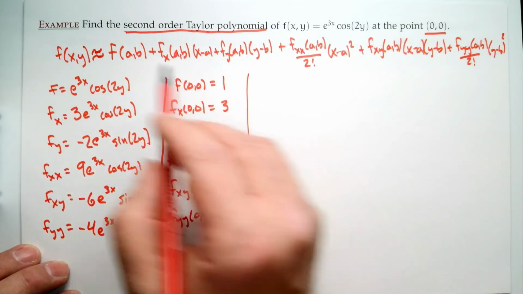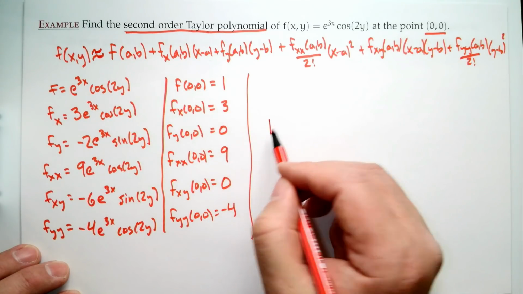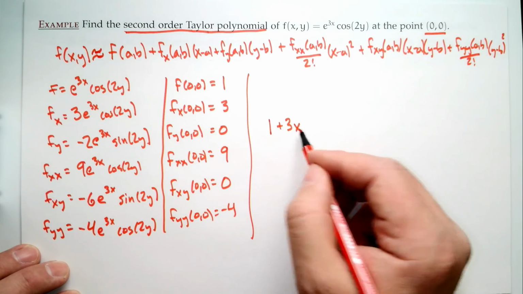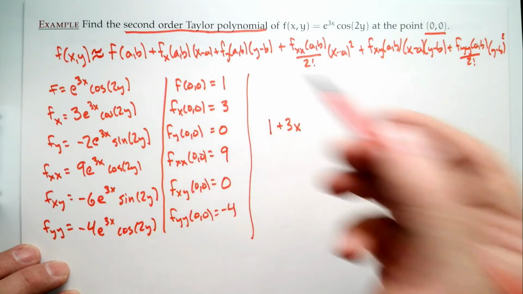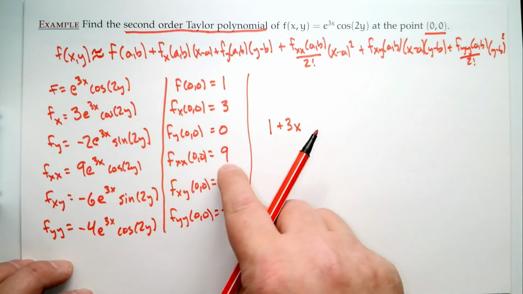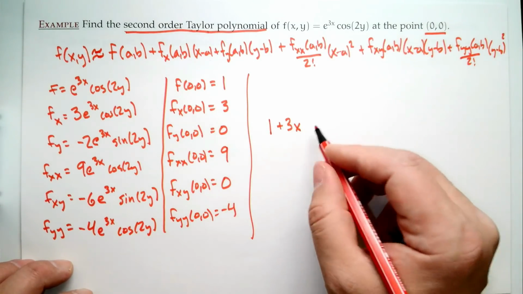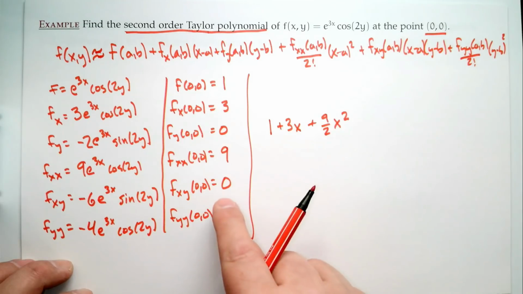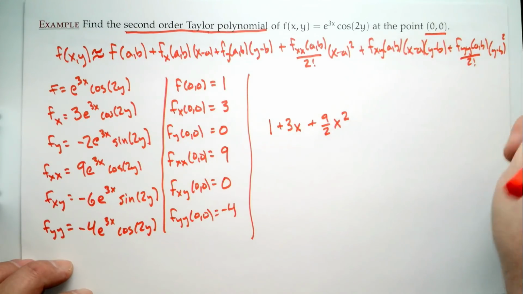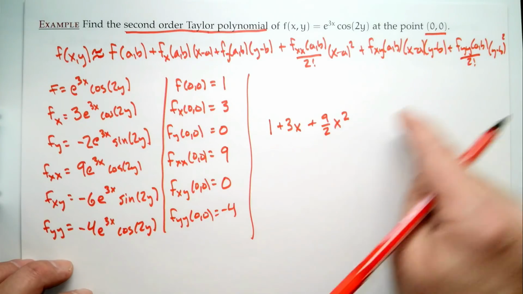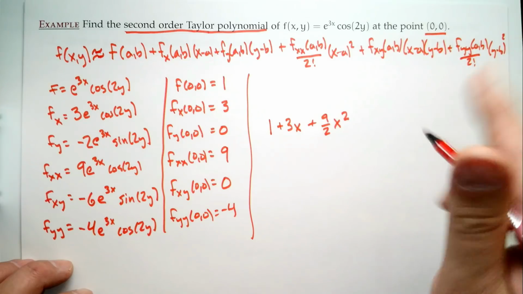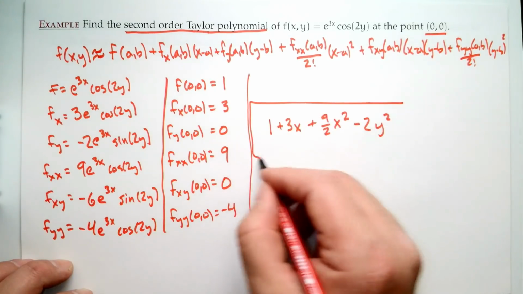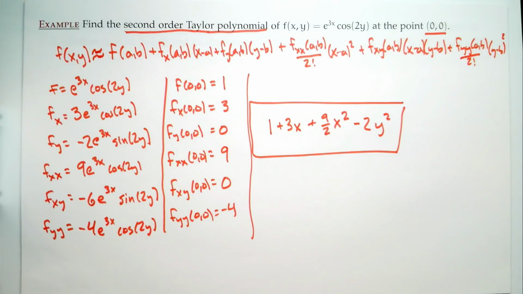So our Taylor polynomial is the value of the function, which is 1, f sub x, which is 3, times x minus, in our case, 0, so 3x, f sub y, which is 0 times y, but that'll be 0, fxx, which is 9, divided by 2 factorial, well, that's 9 halves, and then it's going to be x minus 0 squared, fxy, which will be 0, so that term will go away, and fyy, that's negative 4, divided by 2 factorial, that makes it minus 2 times y squared. And that's our second order Taylor polynomial.